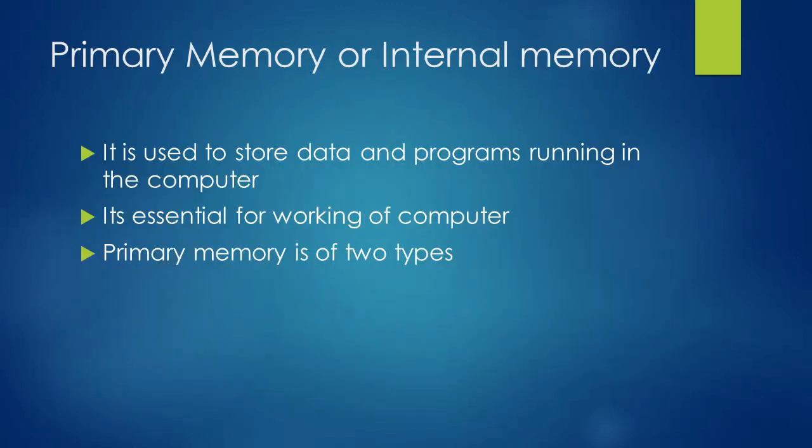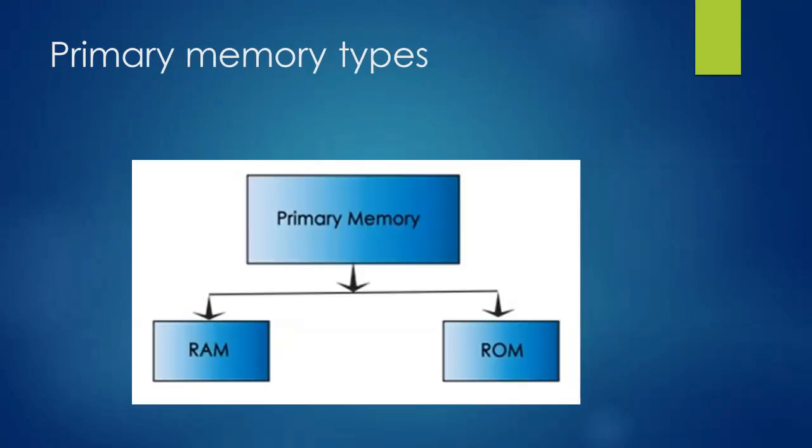Let's discuss primary memory or internal memory of computer in detail. Primary memory of computer is used to store data and programs running in the computer. It is essential for working of computer. Primary memory is further divided into two main categories. One is called RAM and second one is ROM.